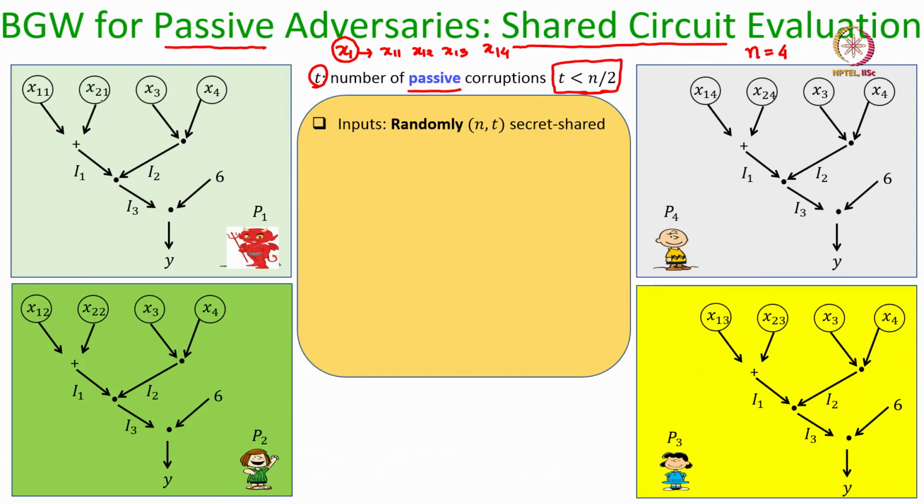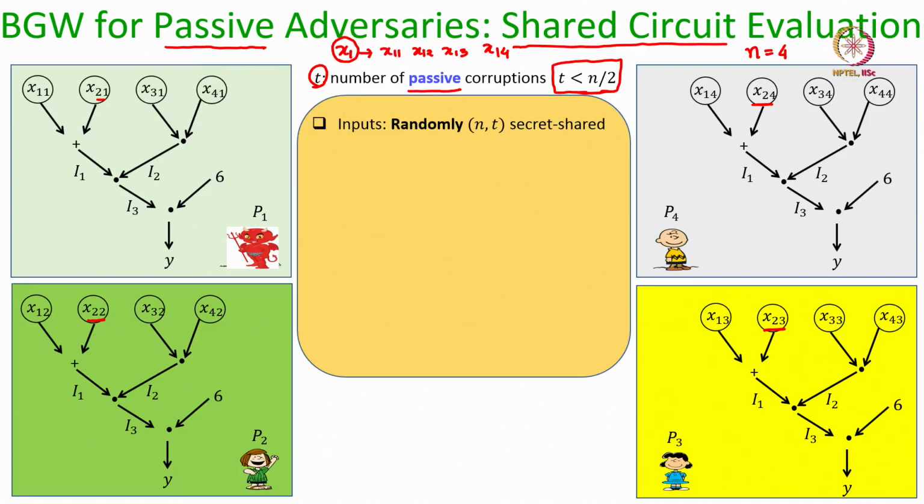So, the first party will be provided a share x sub 2 1, the second party will be provided with a share x sub 2 2, the third party will be provided with a share x sub 2 3, and the fourth party will be provided a share x sub 2 4. Same is done for the input x3 and the same is done for the input x4.